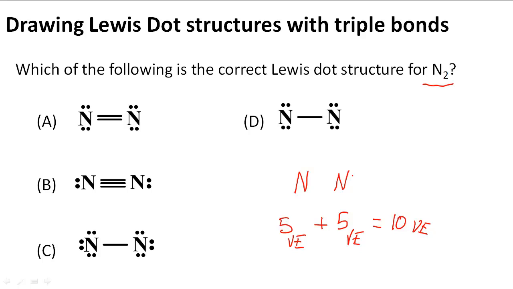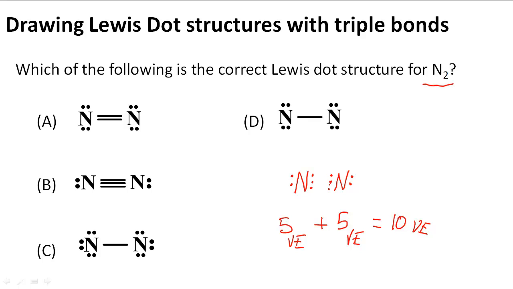So what's going to happen is we're going to see how we can get a total of 10 valence electrons and satisfy the octet rule. So what we're going to do first is draw the 5 dots that it needs. 1, 2, 3, 4, 5. 1, 2, 3, 4, 5.